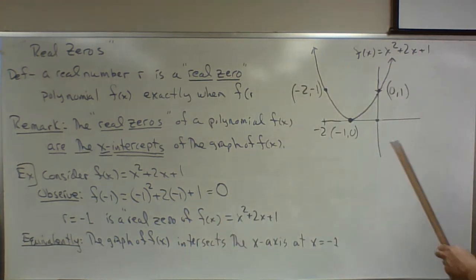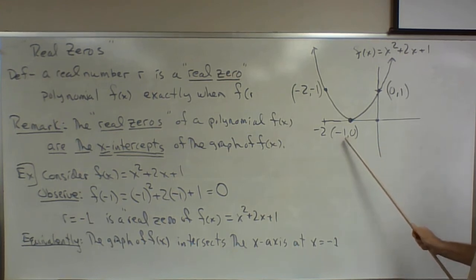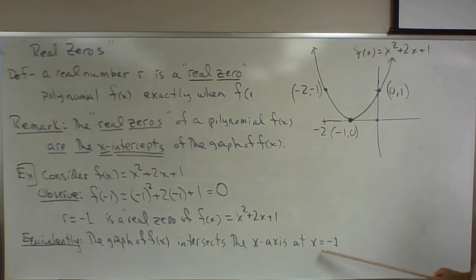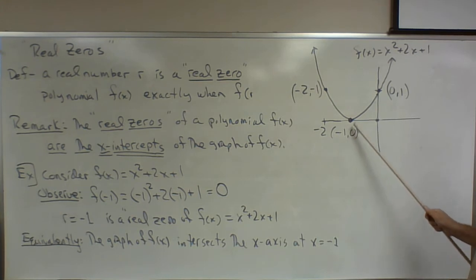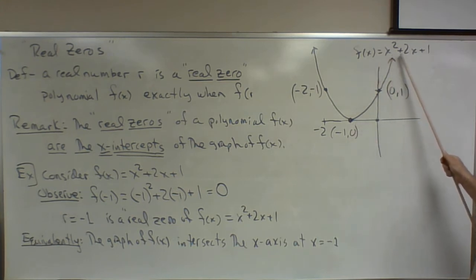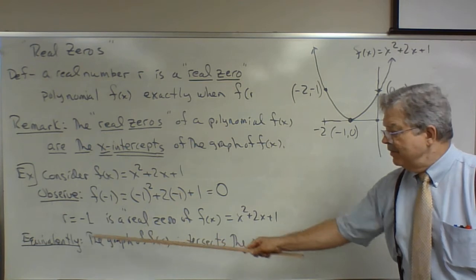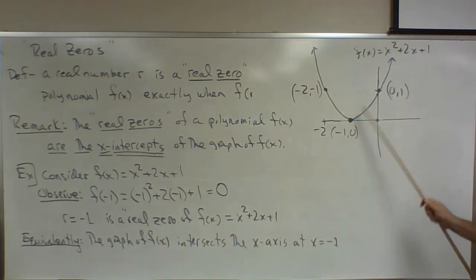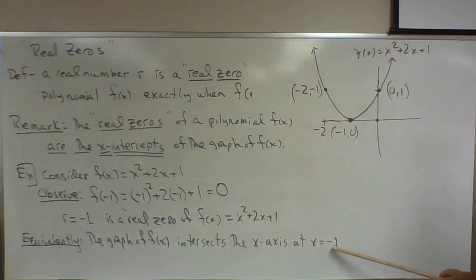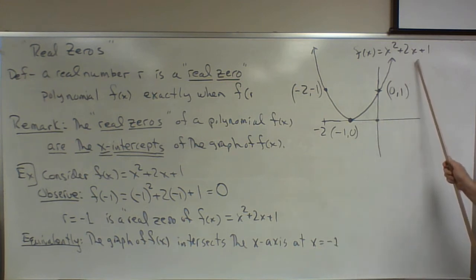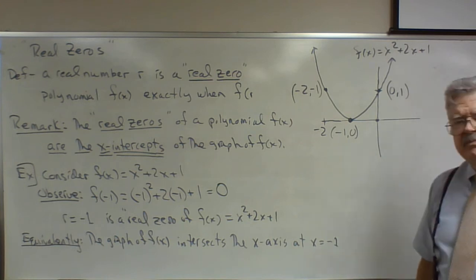At x equals -1, the graph of f of x equals x squared plus 2x plus 1 intersects the x-axis. X equals -1 is a real zero of this polynomial. X equals -1 is also an x-intercept of the graph of this polynomial.